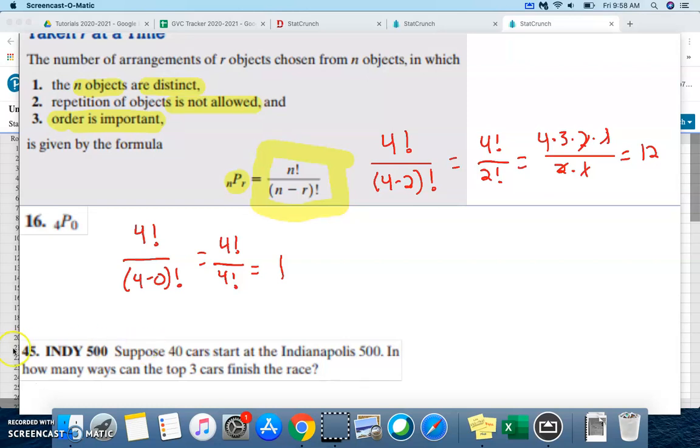Here's how you can calculate it. In your calculator, if you can find an nPr button, a lot of times you do nPr and then 4 comma 0. Some will have you do 4, then press the nPr button, and then do a 0. But your calculator should have that.